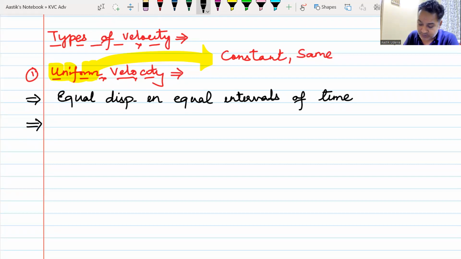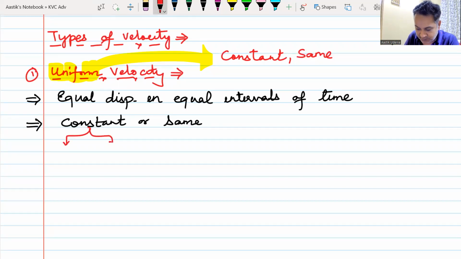Or you can also say that the velocity remains constant or same with time. Now, when I say velocity remains constant, there are two parts in which it should remain constant. It should remain constant in magnitude and it should remain constant in direction. Do we understand this? If the particle is moving with uniform velocity or constant velocity, the velocity must remain same in magnitude and same in direction. There is one more way in which I can understand this.